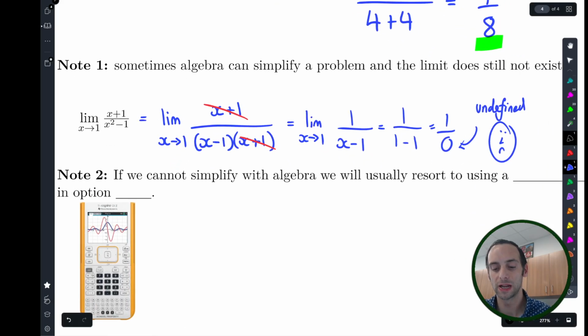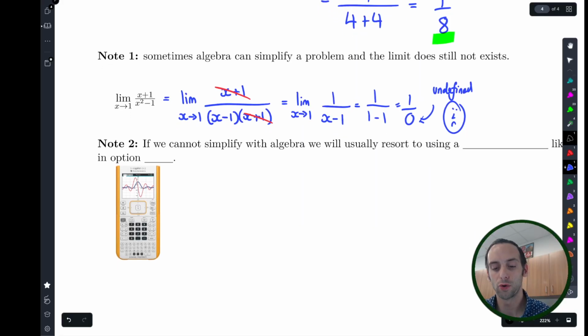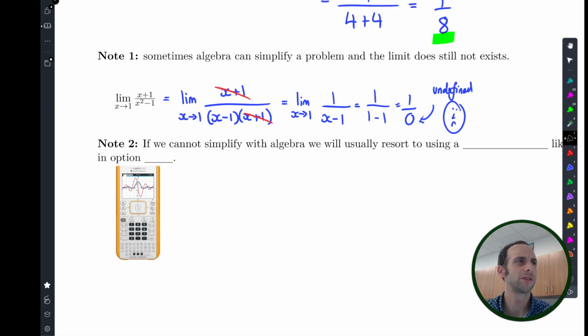What does that mean? It likely means we've got a limit does not exist situation, or we've got something where the function is just always going to be undefined. Okay? Your best approach here when you can't get that algebra to simplify, okay, go back and use a table approach again like we did in option 1.